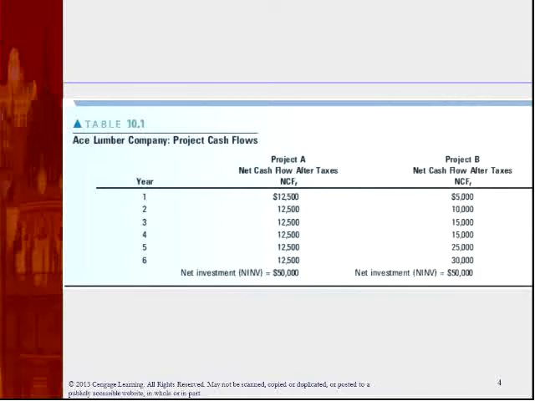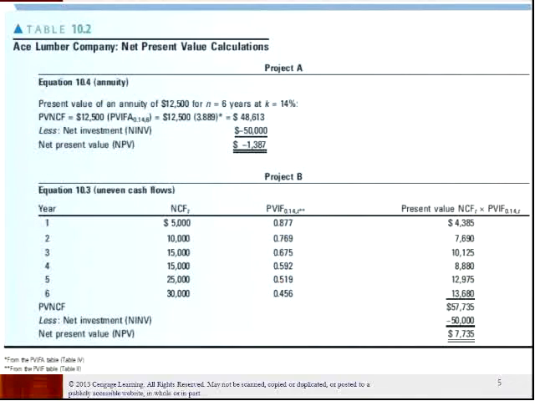This is NPV. You already know how to do it on the calculator, but I'm going to show you all the same. If you look at the NPV here, you are looking at two projects. The net investment is the same for both of them, project A and project B. A is 50,000, B is 50,000. The cash flows are, A is an annuity, you're getting 12,500 a year for 6 years. B, you're getting 5,000, 10,000, 15, 25, 15, again 25 and 30. So if you are calculating the NPV, how do you do it?